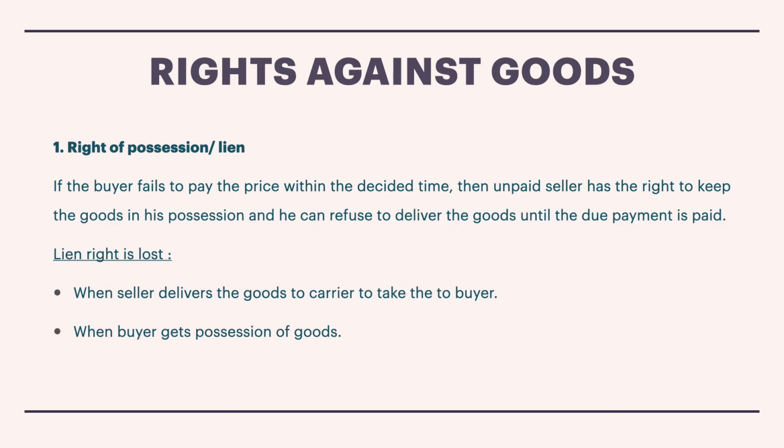The first part was against the goods. The first thing is the right of possession or lien. So in general, what do you mean by lien? Lien or possession is the right to retain the goods. So keep the goods with the seller himself until the buyer pays the price.